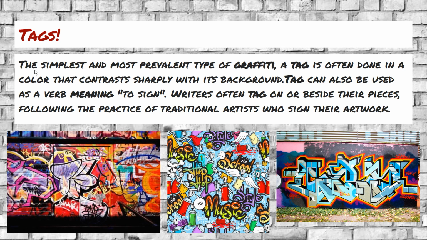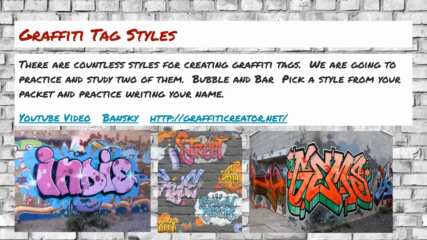Okay, the simplest, most relevant type of graffiti, a tag is often done in a color that contrasts sharply with its background. Tag can also be used as a verb, meaning to sign. Writers often tag on or beside their pieces, following the practice of traditional artists who sign their artwork. So, like Bob Ross, after he finishes his painting, always signs the bottom left corner. A tag is the same idea, only instead of writing your name with a signature, you are putting a little artwork on it, leaving a little graffiti font.